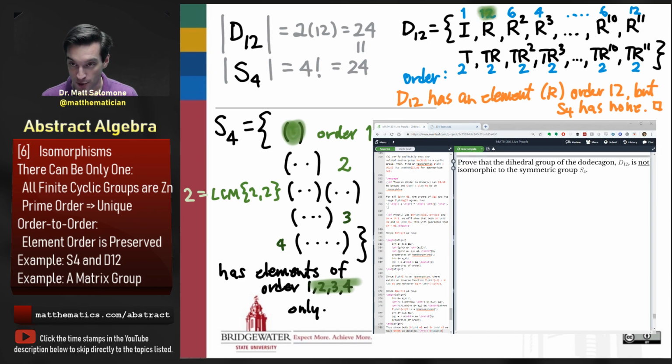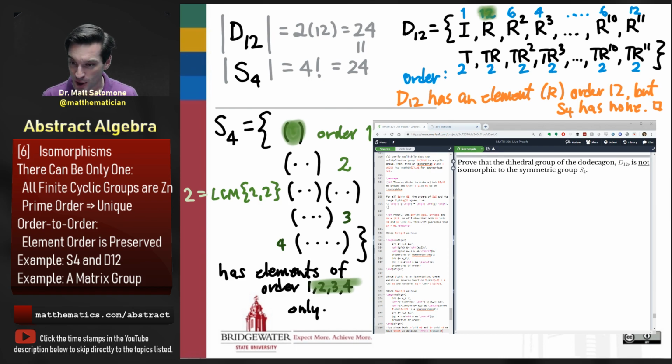So in a cyclic subgroup, the order of each element is just the same as the order of the corresponding element in the group Z mod, in this case 12, because my cyclic subgroup had order 12. So this is why these two groups cannot be isomorphic. One group, D12, has an element with order 12, while the other group, S4, does not.